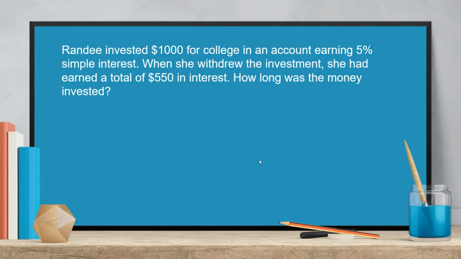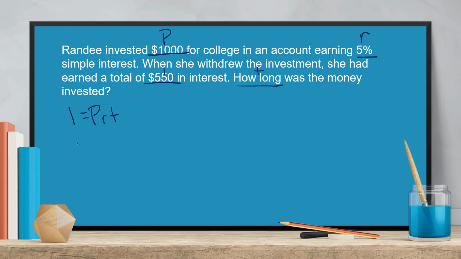Let's look at another problem, written a little differently. Randy invested $1,000 for college in an account earning 5% simple interest. When she withdrew the investment, she had earned a total of $550 in interest. How long was the money invested? So how long? We're looking for T. T is unknown. So let's label it, because we know that interest equals principal times rate times time. Our principal is $1,000. Our rate is 5%. And our I is 550.